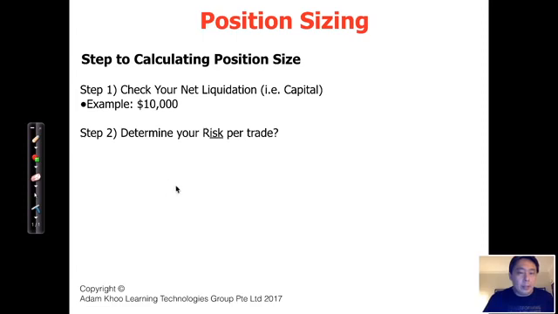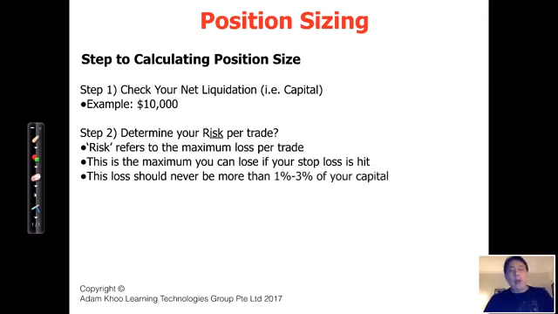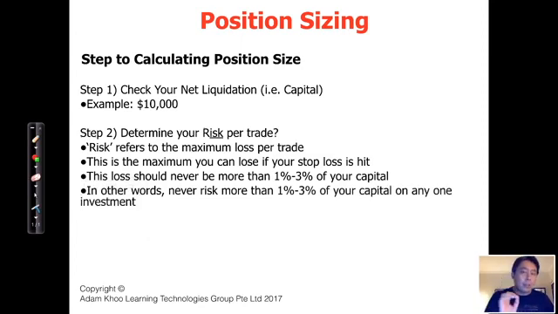Step 2 is you must determine your risk per trade. Risk refers to the maximum loss that you're willing to take for every trade you put in. This is the maximum you can lose if your stop loss is hit. Very importantly, this loss should never be more than 1% to a maximum of 3% of your net liquidation. In other words, never risk more than 1% to a maximum of 3% of your capital on any single trade. My suggestion is to always start with a 1% risk per trade. And once you are confident and experienced enough, you can raise it to 2% and eventually to 3% maximum.